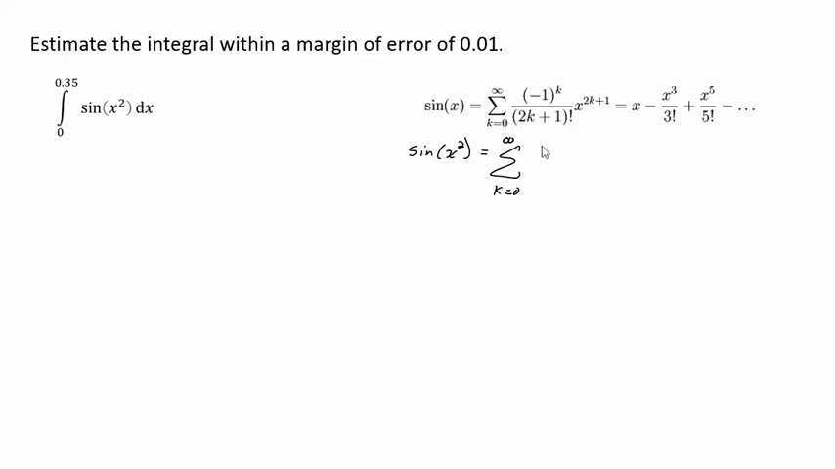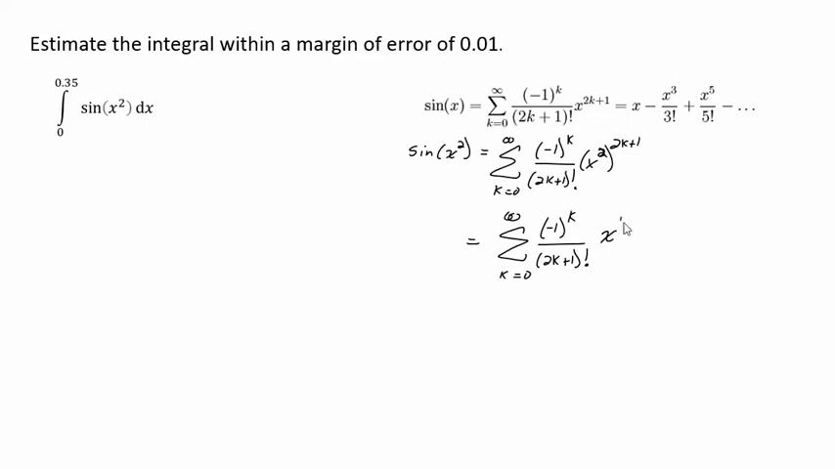So we have our summation notation. We can use that. And right here, I've got my x. So instead of x, I'm going to write x squared. And that's going to be to the 2k plus 1. Okay, and let's go ahead and simplify this, and then we'll look at this other expanded form. So now all I really need to do is simplify that exponent: negative 1 to the k over 2k plus 1 factorial. And then I can multiply these exponents, and I get x to the 4k plus 2, right?